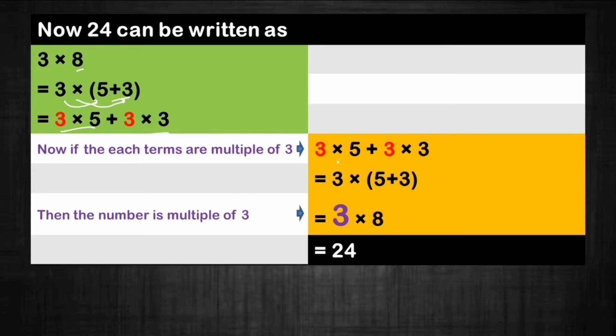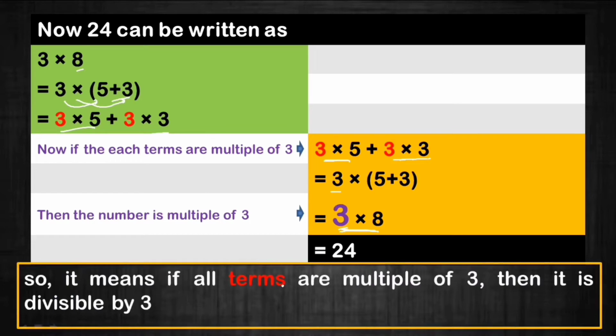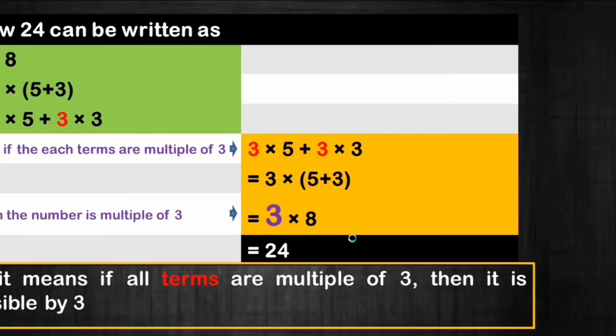So we can say this term is a multiple of 3 and this term is a multiple of 3. Similarly, it can be written as 3 into 5 plus 3, and 3 into 8. So if both terms are multiples of 3, then the number is a multiple of 3. If all terms are multiples of 3, then it is divisible by 3 because it is a multiple of 3.